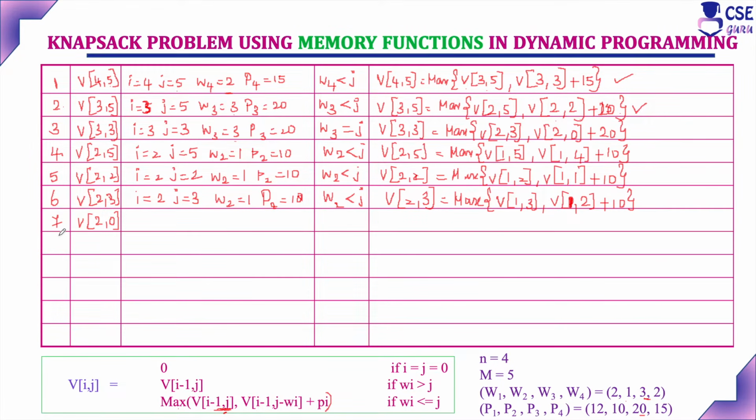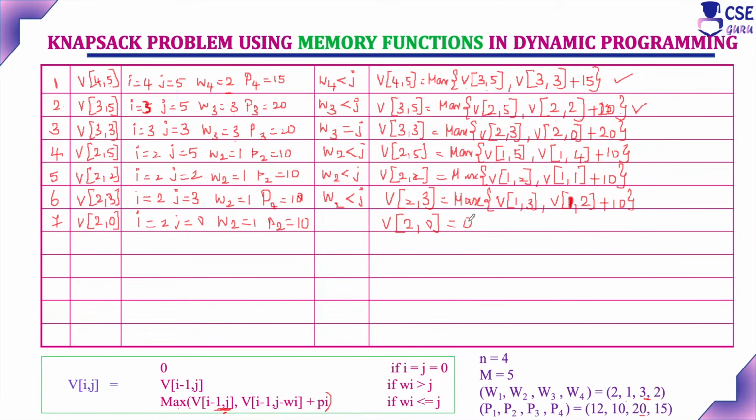And next, seventh step, from the third step, we need to compute V of 2, comma 0. And here, I value is 2, J value is 0. The weight of the second object is 1 and the profit of the second object is 10. And here J value is 0. If either I value is 0 or J value is 0, what is the value we will get? It is 0. So V of 2, comma 0 is 0.